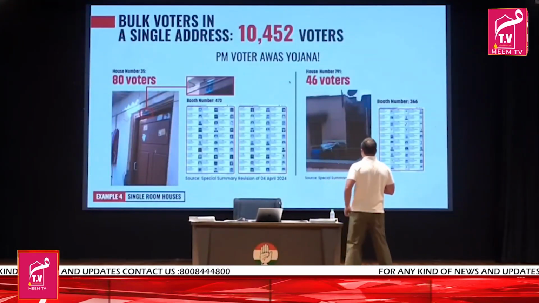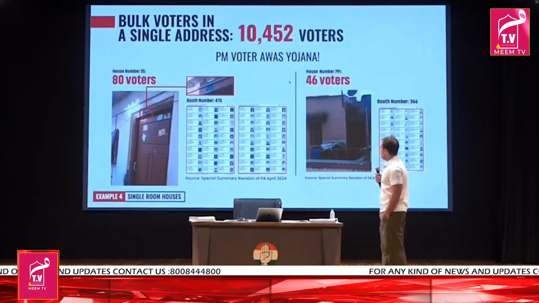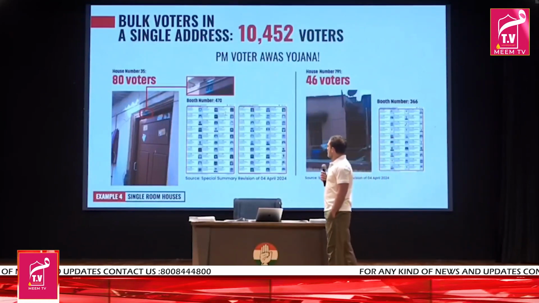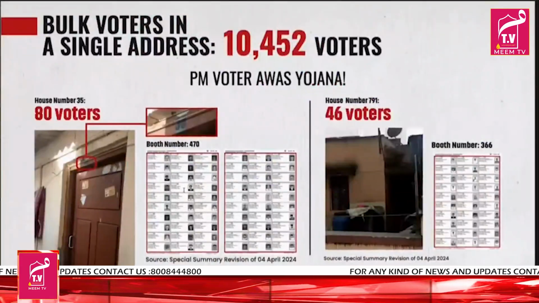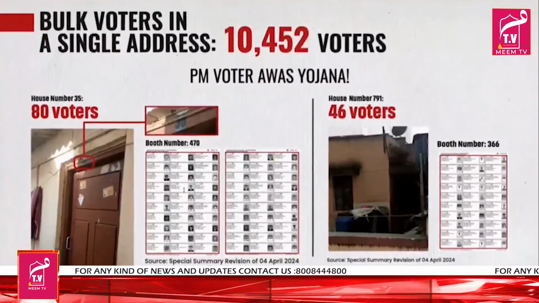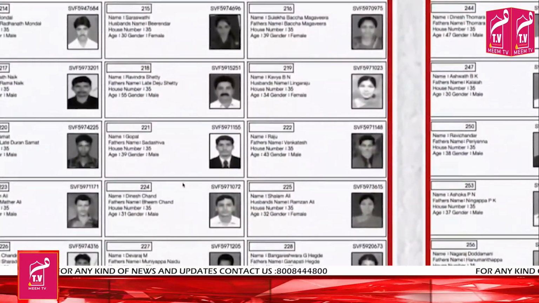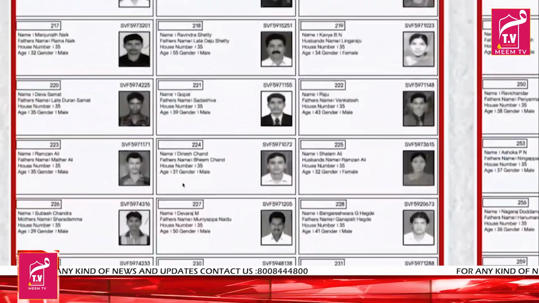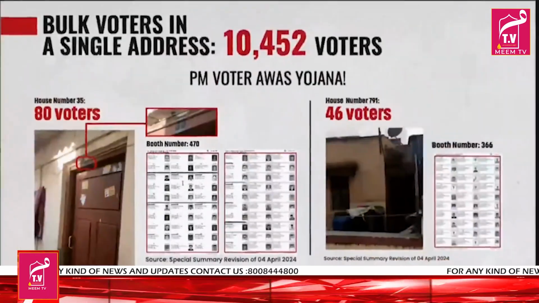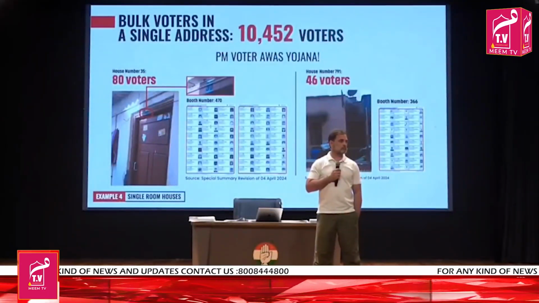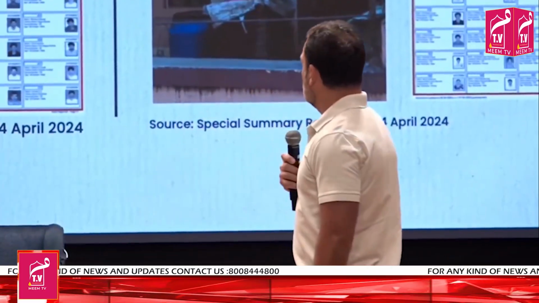Next, here is house number 35. 80 voters live in this house. We sent people to check. They got beaten up. These 80 people live in this house. It's a single room house. Here's another one.